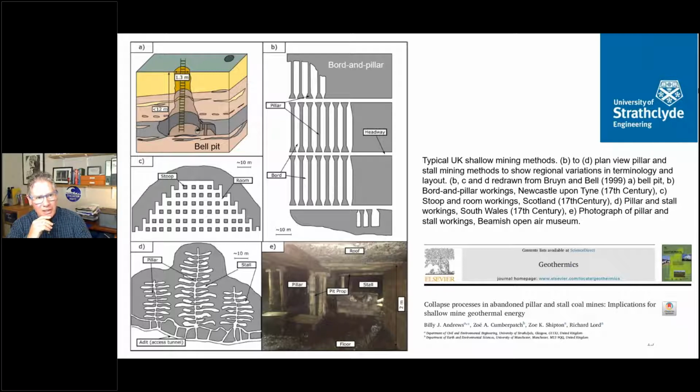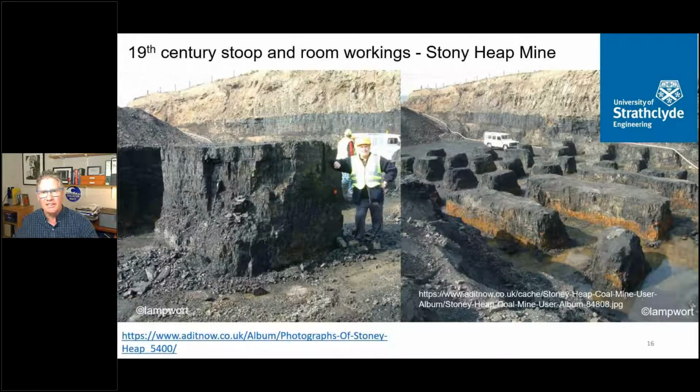Moving on, bord and pillar, or stoop and room, was very prevalent throughout the 19th century. Just jump ahead here. This is again some workings that have been exposed during opencast mining, and you can see very well here how that method was used. The idea being that you would leave these pillars, the stoops of coal, to support the roof, and then the material beside the pillars was mined out and extracted. Obviously not a very efficient method. You can see that you can leave maybe 40% of the coal still in the seam.